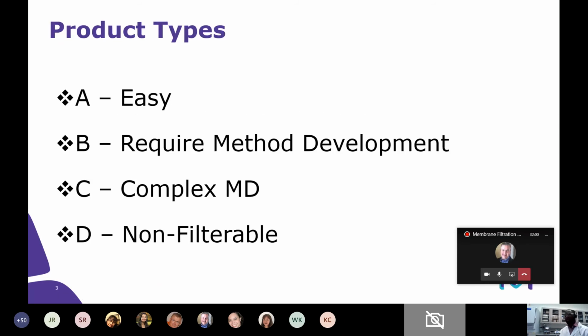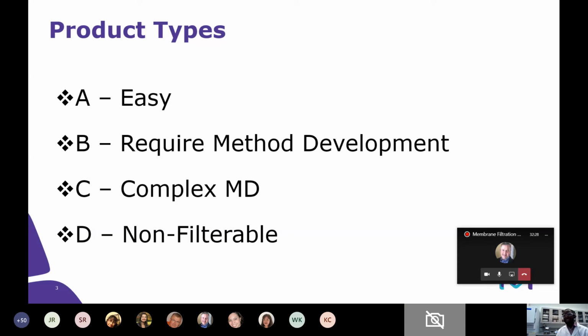Next would be the product types. When you talk about filtration, obviously different products will give you different challenges. We group products into 4 different groups. Some people use only 3 groups. Easy products are mostly your aqueous, liquid, easy pharmaceutical products and buffers that you can just filter straight and it goes through, no issues. Group B would be the ones that require method development.